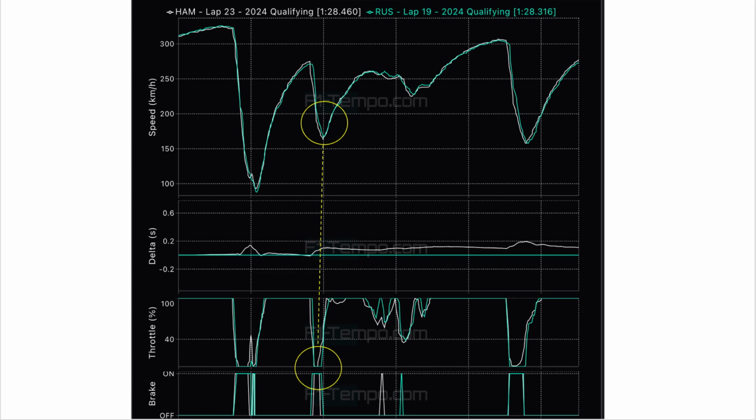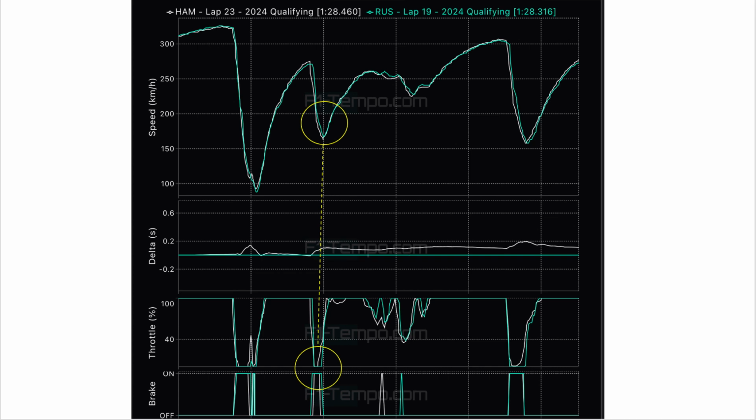And I want to use what I've circled here to try and demonstrate that a little bit. So what we're looking at here is the braking point for turn 4. So the cars have come through turn 1, they've gone left, they've gone right for turn 2, and then they've gone around the little kink for turn 3. Then they're going into the second chicane, turn 4 and 5. So this is Lewis braking and George braking for turn 4.